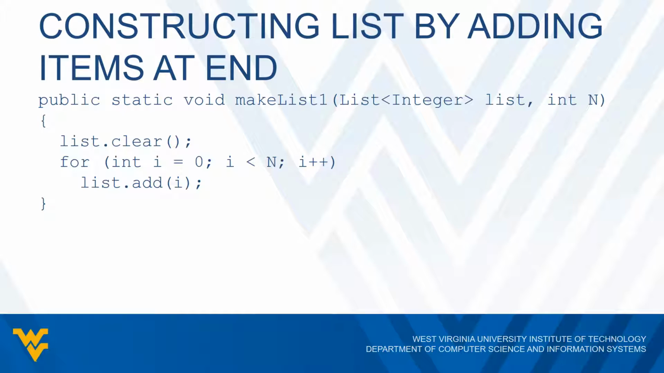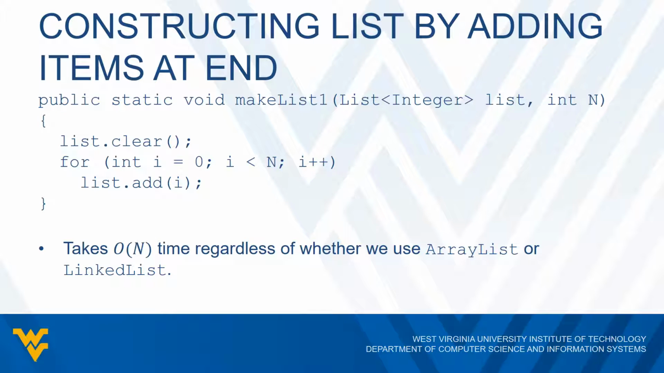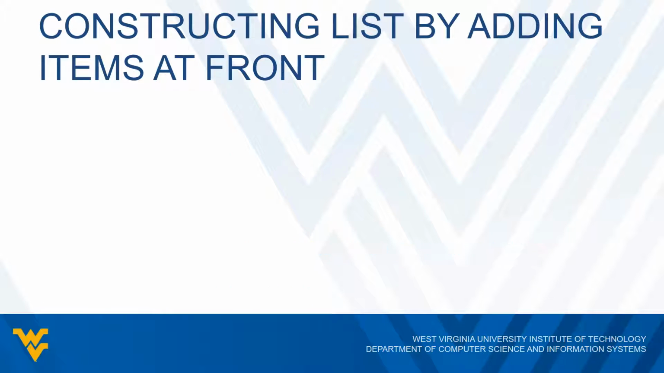Now this particular construction approach is going to take O of n time, regardless of whether we use array list or linked list. That's just because each call to the add method is going to take constant time, because we're just adding it to the end of the list. So regardless of whether you use an array or a linked list, adding something to the end is going to take constant time. Since there are n things we're adding, that's going to take O of n time.